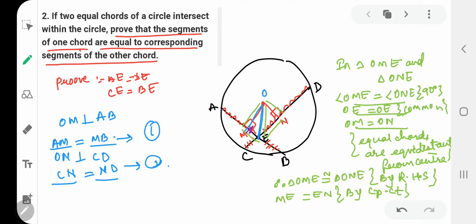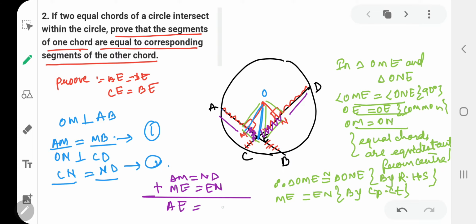Now your ME is equal to EN. And you know very well that AM is equal to ND because they are the two halves of two equal chords. So AM is equal to ND, and now you have proved ME is equal to EN. If I add these both things, I'll get AE is equal to DE. Am I correct with this? Yes, so your first thing is proved here.